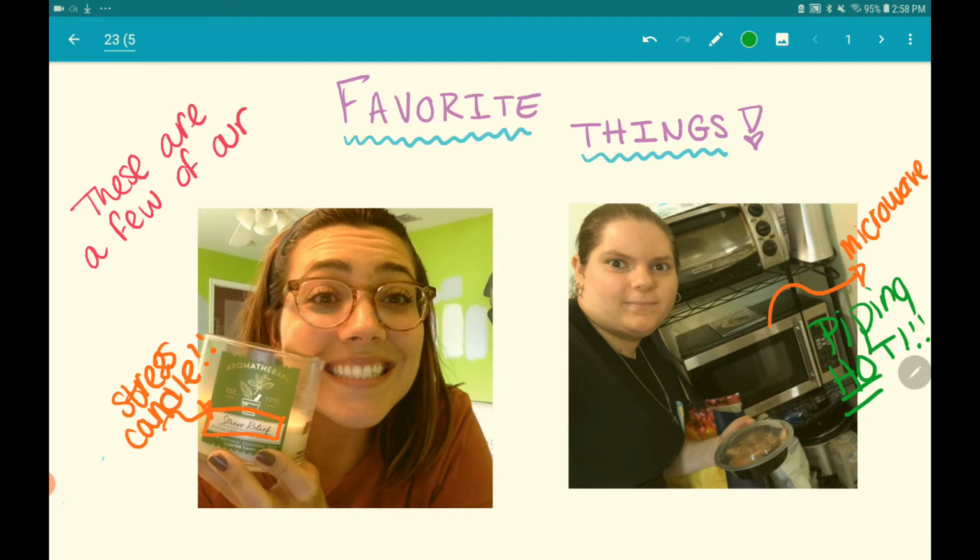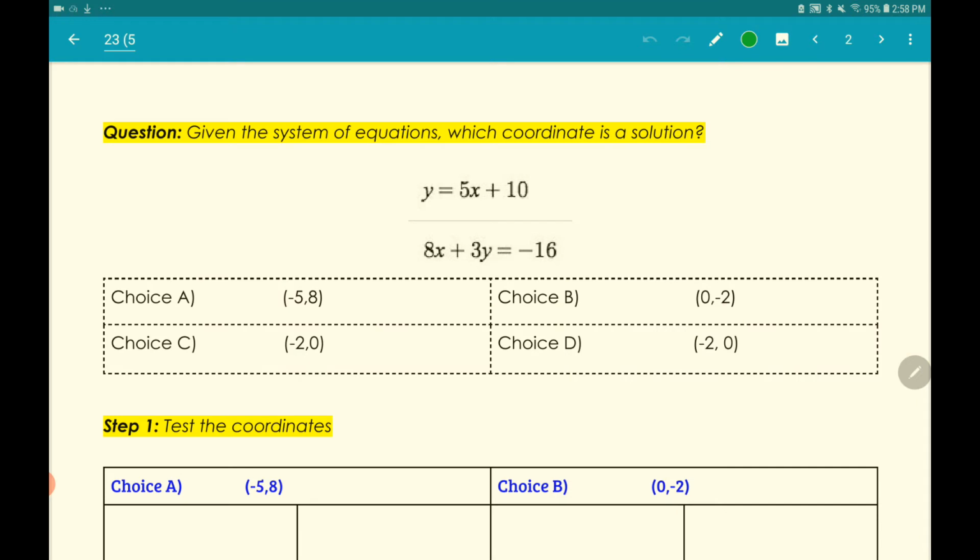What are some of your favorite things in your house? All right. Can't wait to read your responses. Maybe we can get you to embed pictures somewhere and show us.